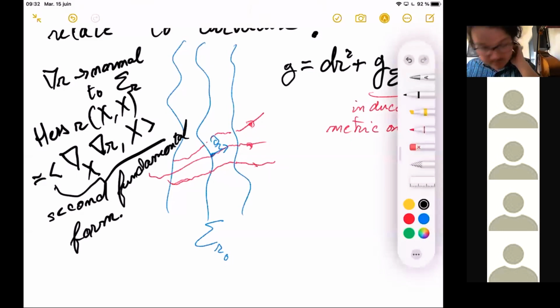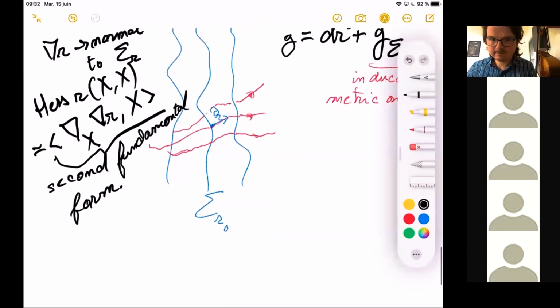Okay, so we still don't have any curvature. Now, just a quick note which can be useful: the Hessian of R. Actually, you can do that with any function, and this will come in handy.